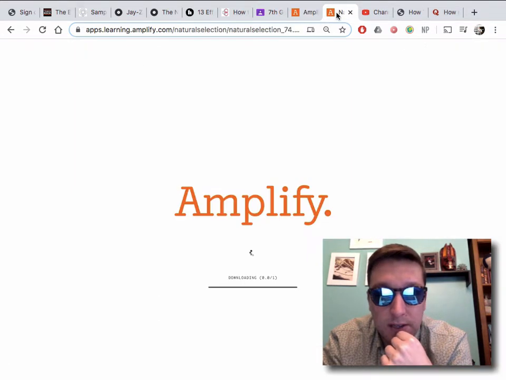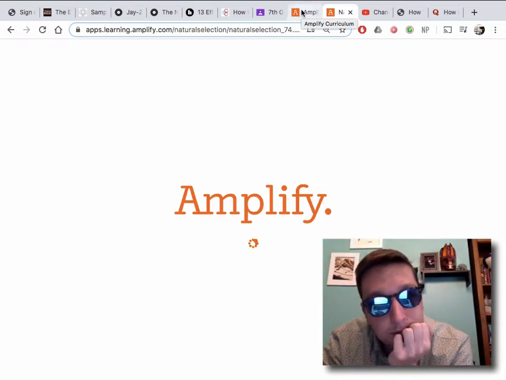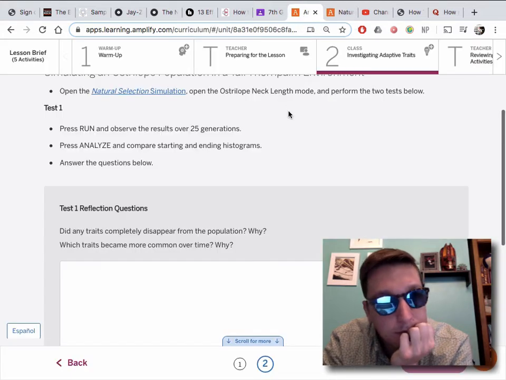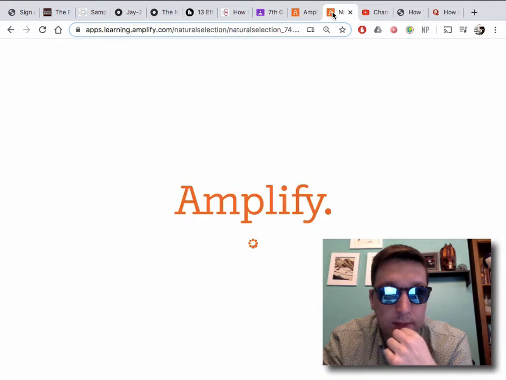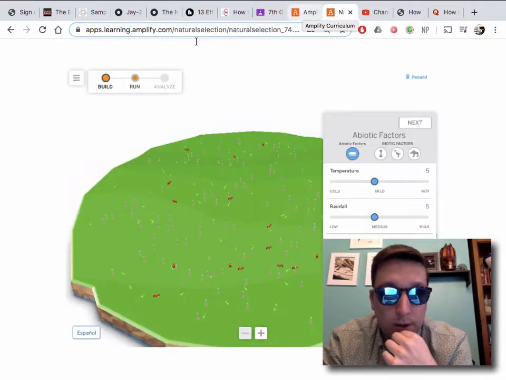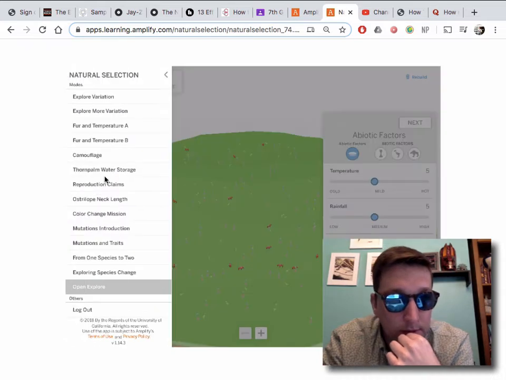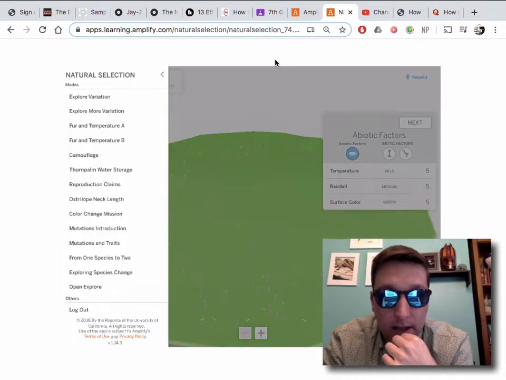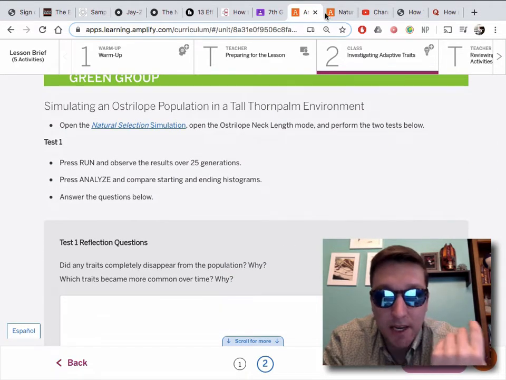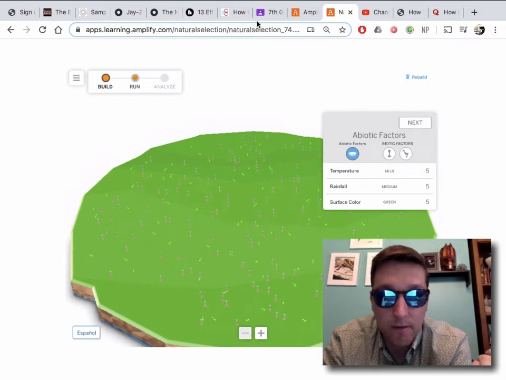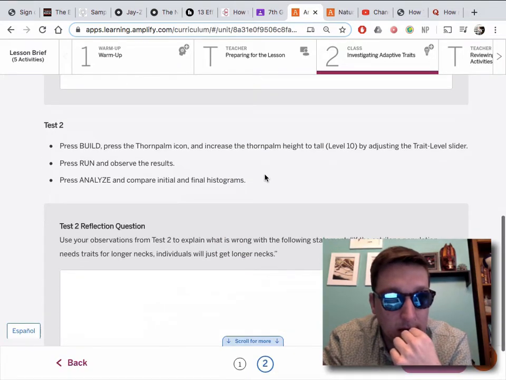So in this first one, did this load yet? Come on. Did any traits disappear from the population? It's taking forever. Okay. It was australope neck length, I believe. Yeah. They don't say to make any changes, so I'm just going to run it.